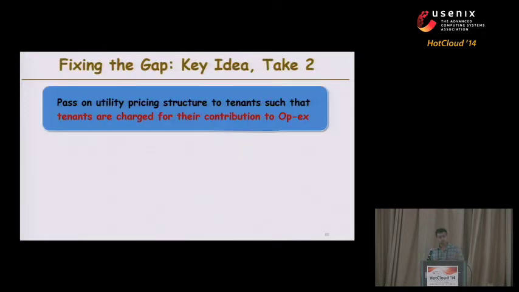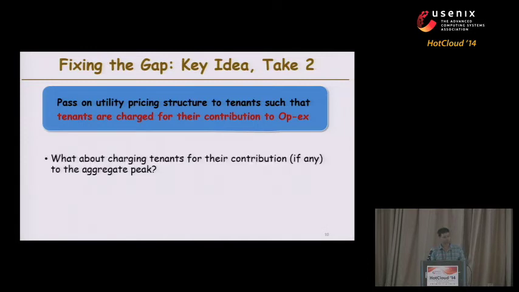So that allows us to enhance our thought process a little bit. Okay? Not only should we be passing on something resembling the utility pricing structure, we should try to make sure, again under this assumption or desire of revenue neutrality, that the tenants are charged for their contribution to the OPEX, okay? Not based on something arbitrary. And the first thought that perhaps comes to mind is, well, let's try to charge tenants for their peak usage based on their contribution to the actual aggregate peak. Okay?